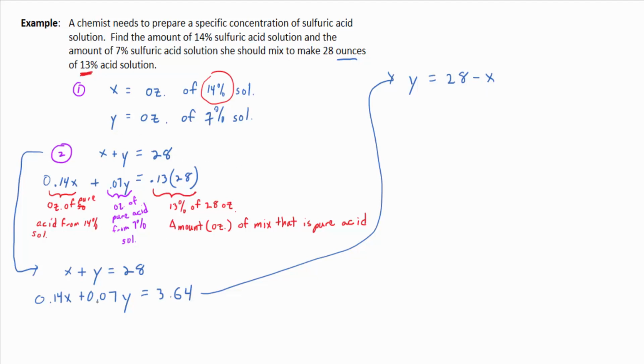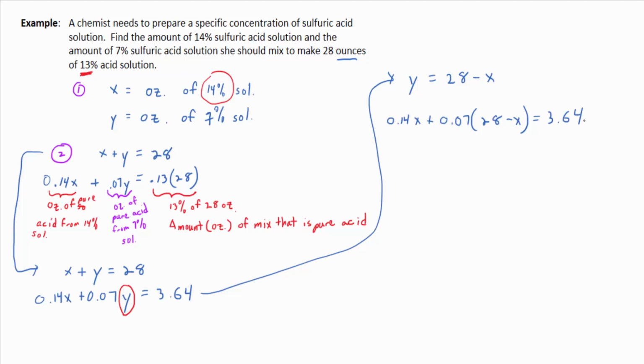So, okay, what am I going to do with that 28 minus x? I'm going to substitute that in the equation I haven't touched yet, right? So that's y. It goes right there, doesn't it? Does that make sense to you? Okay, so then that gives me, what, 0.14x plus 0.07 times 28 minus x equals 3.64.